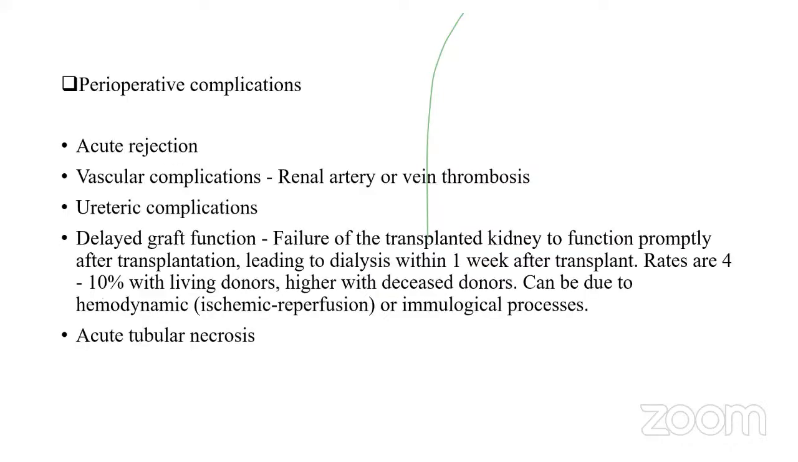Perioperative complications are acute rejection, vascular complications like renal artery or renal vein thrombosis, ureteric complications, and delayed graft function, which is failure of the transplanted kidney to function promptly after transplantation, leading to dialysis within 1 week after transplant. Rates are 4 to 10% with living donor, higher with deceased donor. It can be due to hemodynamic or immunological processes. The other complication is acute tubular necrosis. Thank you.